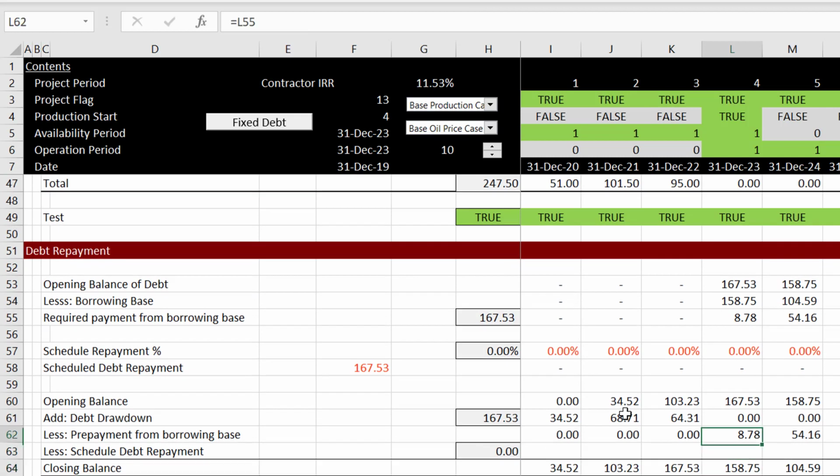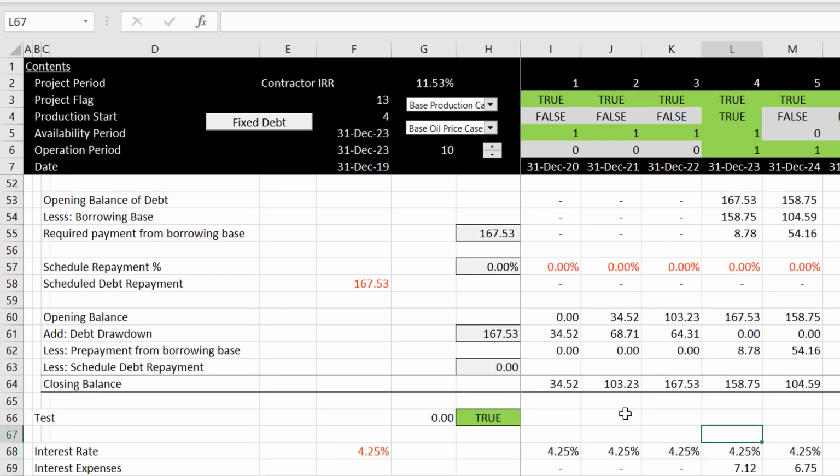And then you can make sure you have a fixed repayment in to pay back by the end of the loan life also, which I didn't even bother putting in. I just wanted to focus on the repayment from the reserves. So here's our opening balance, and then here's the amount that gets repaid from the decline in the borrowing base. Then our opening balance goes down.